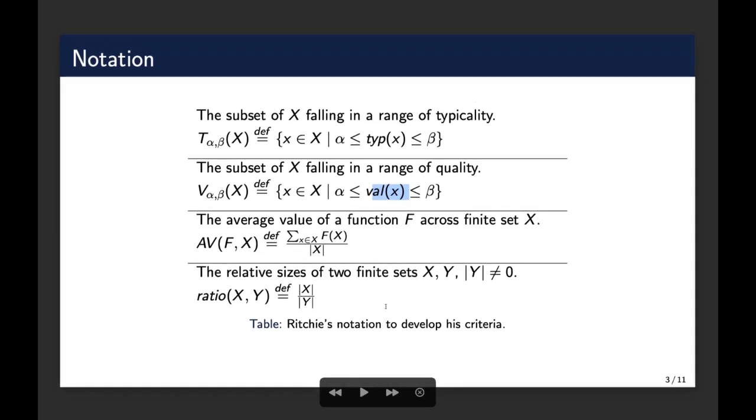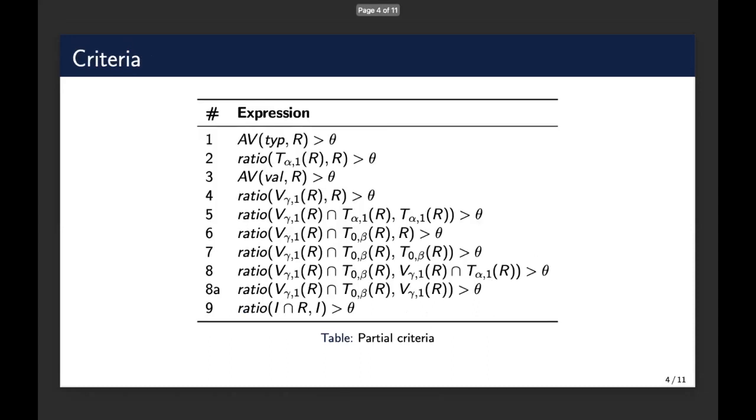And then we have the relative sizes of two sets. We want to know the ratio between one set and the other, to find out the relative sizes and find out about the output of this creative system. With these things, Ritchie developed these criteria, and we have this. For example, these are the 18 criteria he proposes. This is one page, the other page. So the first one, for example, has the average function that we saw before, and I said before we can use a function.